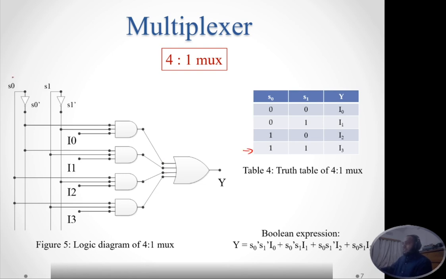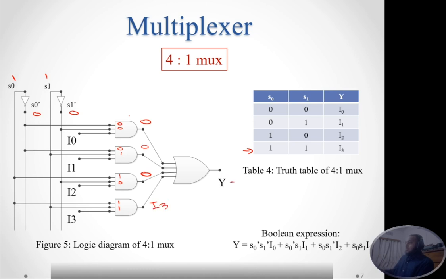In this case, our S0 is 1, so our S0 prime is 0. Our S1 is 1, so our S1 prime is 0. So for the first AND gate, we get the inputs as 0 0, so our output will always be 0. For the second AND gate, we have the inputs as 0 1, so our output will always be 0. For the third AND gate, we have the inputs as 1 0, so our output will always be 0. For the fourth AND gate, we have the inputs as 1 1, so our output will depend on I3.